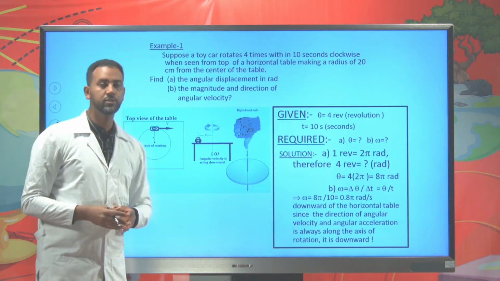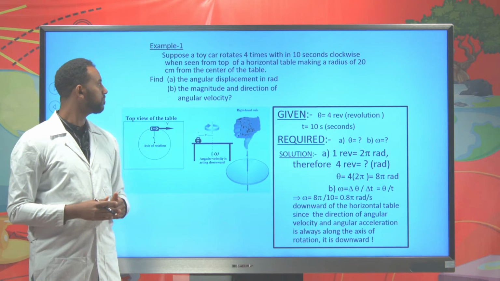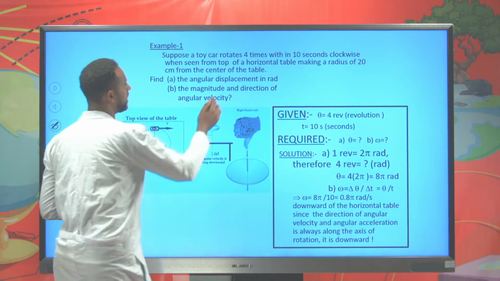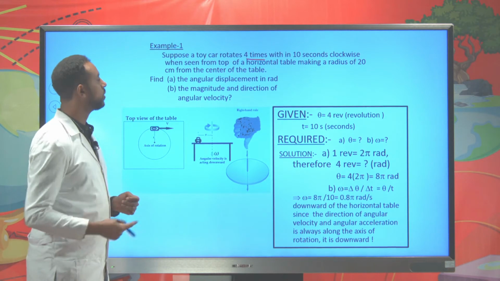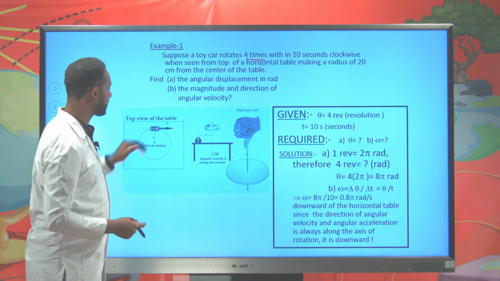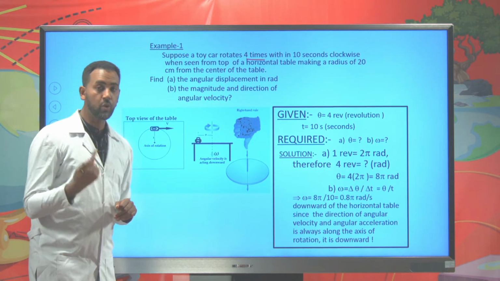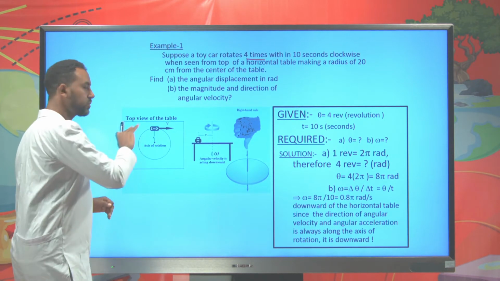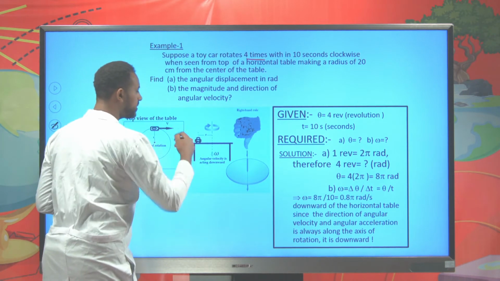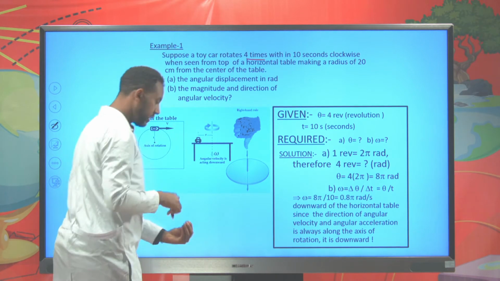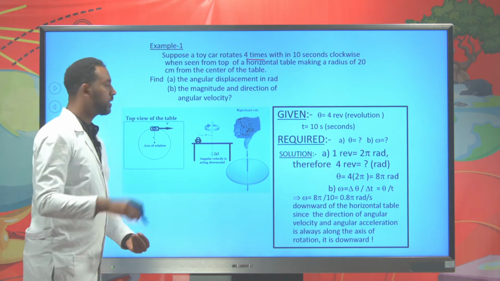But first, let's try to solve one activity or one example. Suppose you have a toy car, and that toy car rotates 4 times on a table in 10 seconds, and it's turning clockwise as you observe from the top of the table. Suppose here you have the table and it rotates clockwise, meaning from the top of the table you'll see that the toy car is rotating clockwise.